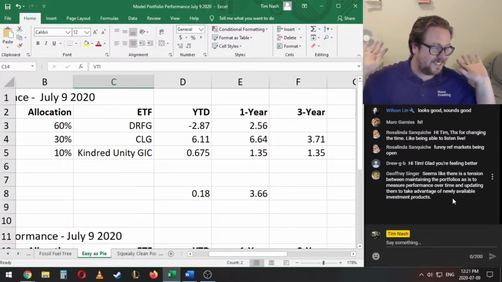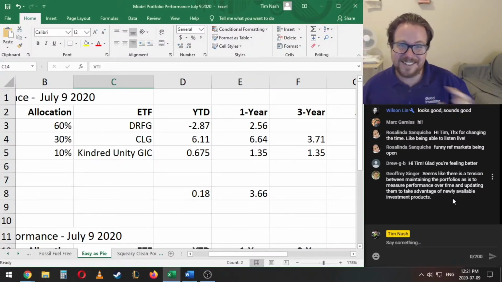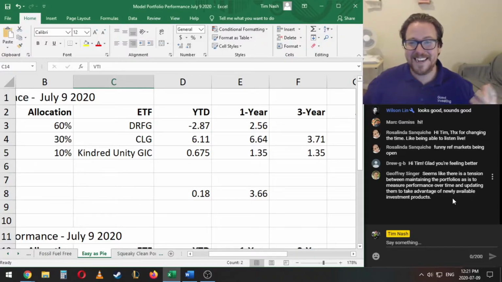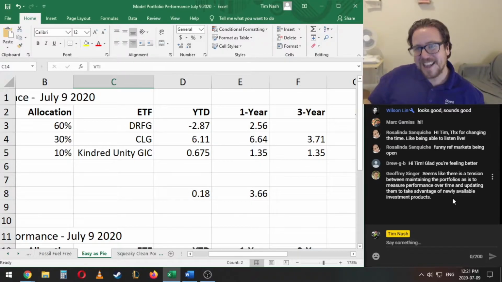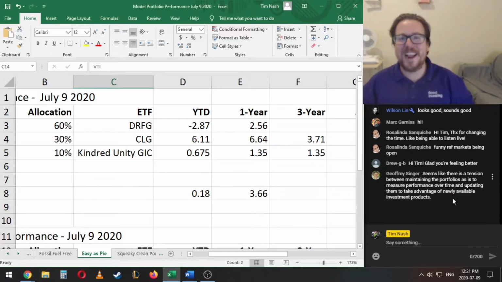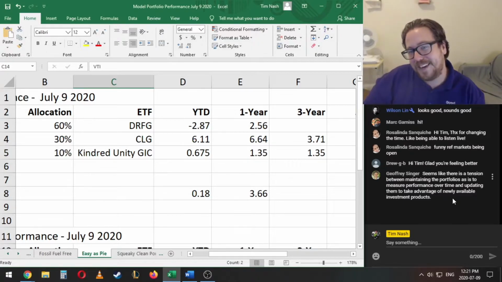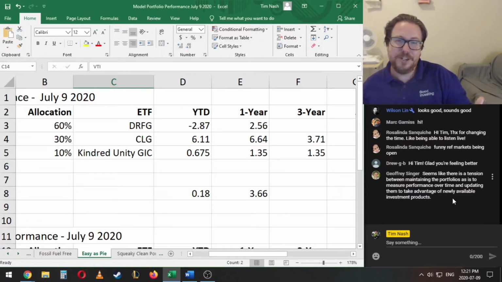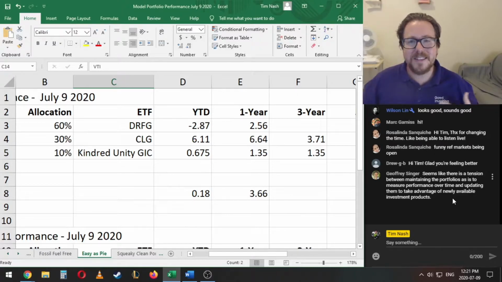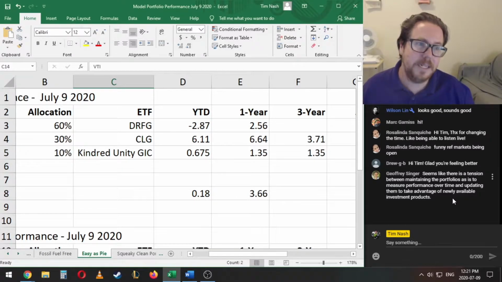Absolutely, Jeffrey. This is like the bane of my existence. With these new ETFs, I get so excited about them and I'm like, oh yeah, this will be great. And then it's like, but if I do it, then I can't really show the performance. So this is why I'm never in any hurry to update my model portfolios.